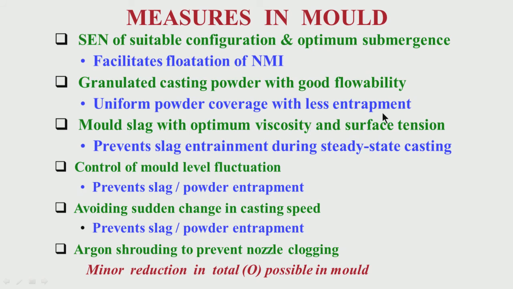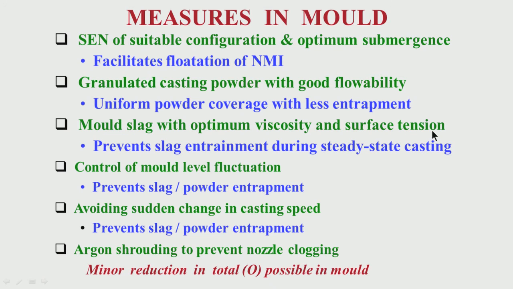So, to get uniform powder coverage with less entrapment, this is the desirable requirement. Then this powder will generate the slag. Now, this slag should have optimum viscosity and surface tension. This is again important. Why is this important? First, it should not get entrained, so viscosity and surface tension, because there is an interface between liquid steel and mold slag.